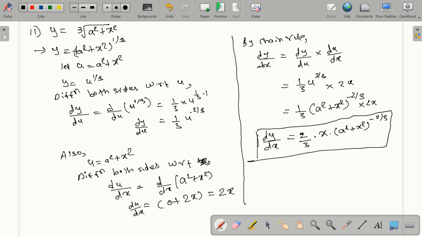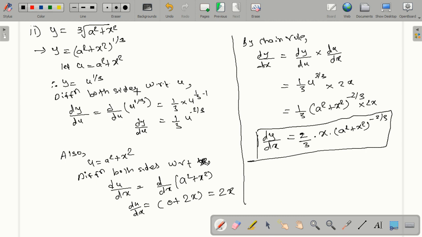So let's go through this once again. You have been given y is equals to a square plus x square, which is read as cube root of a square plus x square. So what I did is I simplified this in terms of powers, a square plus x square raised to 1 by 3. And I let u is equals to a square plus x square, which is the inner one, right? And therefore y is given as u raised to 1 by 3.